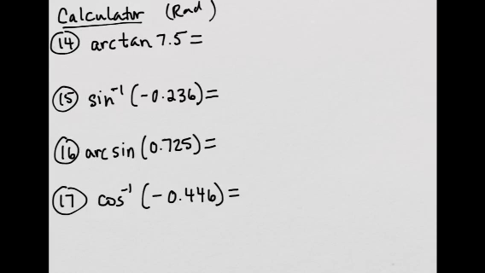Okay, so we're looking for the angle that gives us these ratios right here. These are all ratios, the ones in part of the problem. The answers are angles in radian mode. So basically you just hit second function or shift function. For number 14 it's tangent inverse of 7.5. The answer is 1.438.